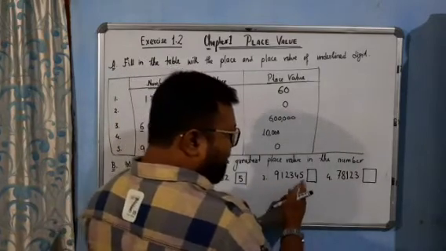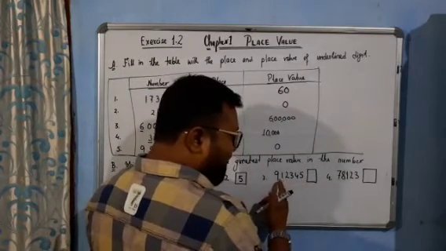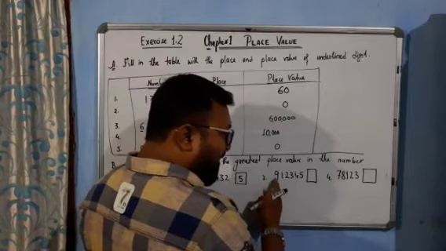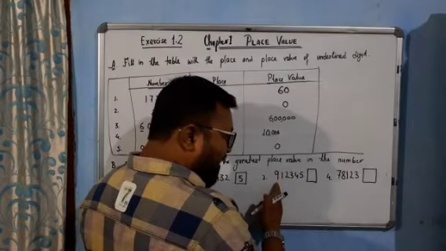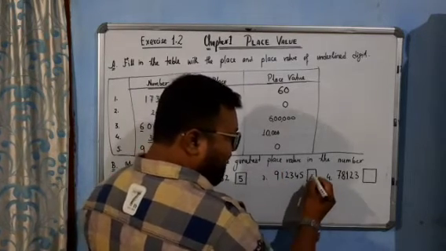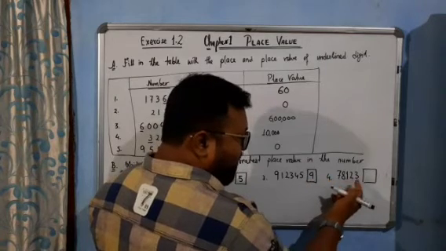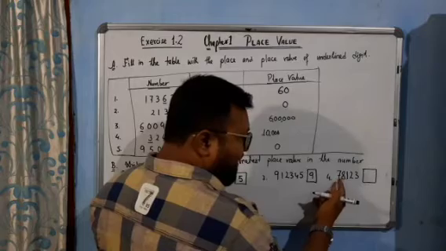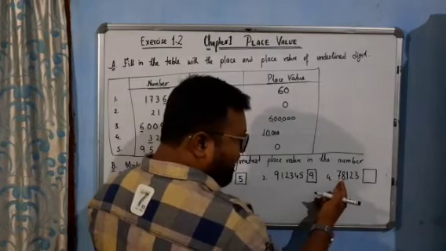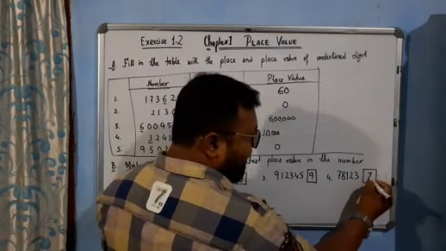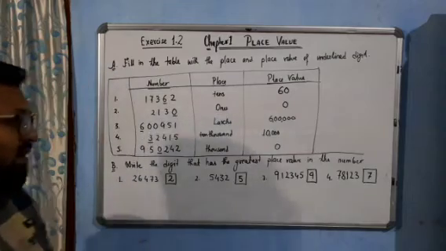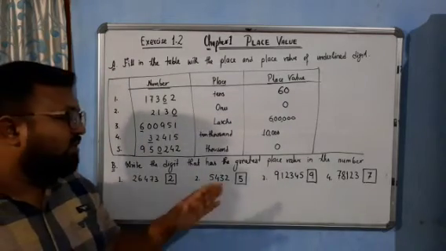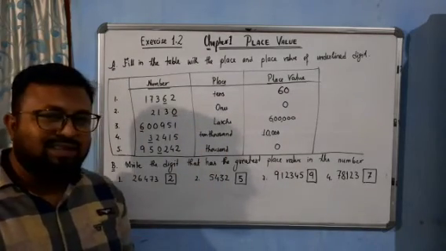In this case also, 1's, 10's, 100, 1000, 10,000, lakh. Lakh is the greatest place value, and in lakh you will have 9 as a digit, so I will write the 9. Here also 1's, 10's, 100, 1000, 10,000. 7 is in 10,000 place, and 10,000 is the greatest place value, so the digit will be 7. It's very simple. So I hope you have understood both the questions very nicely. Thank you.